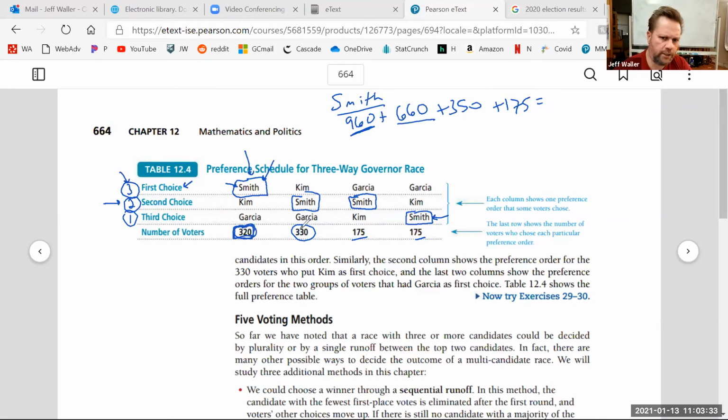And then she got 330 second place votes. So that's 660. Oh, good. So it is 2145.